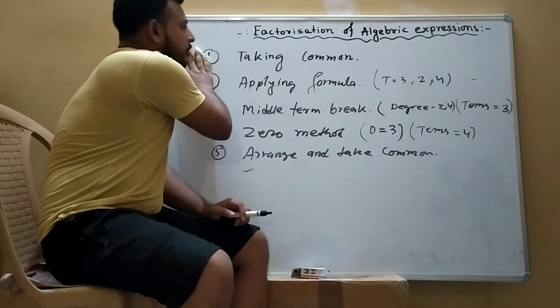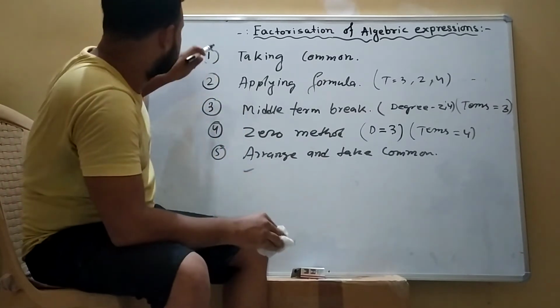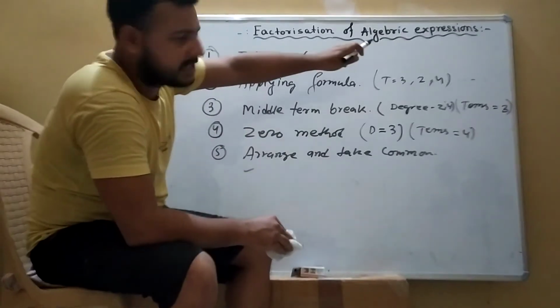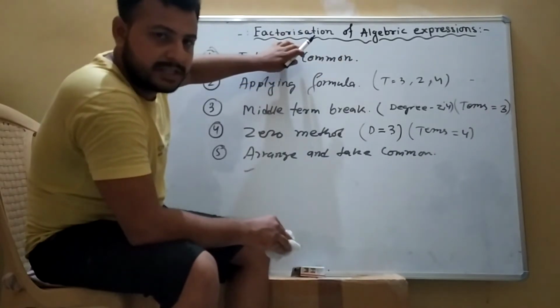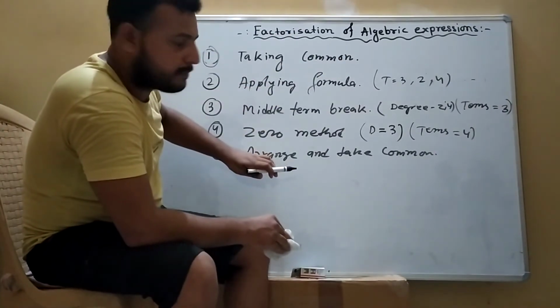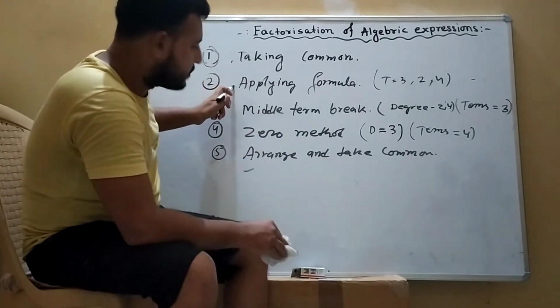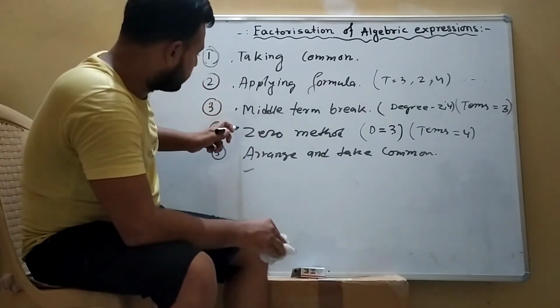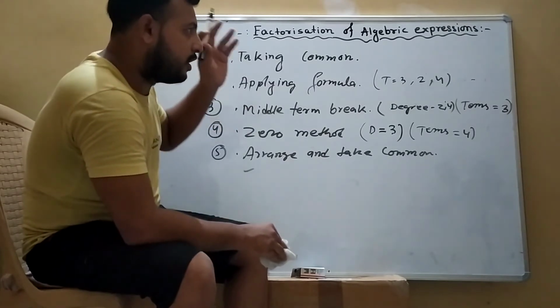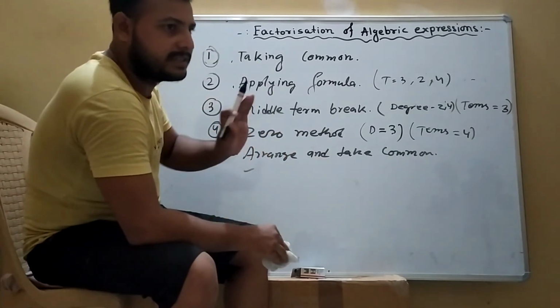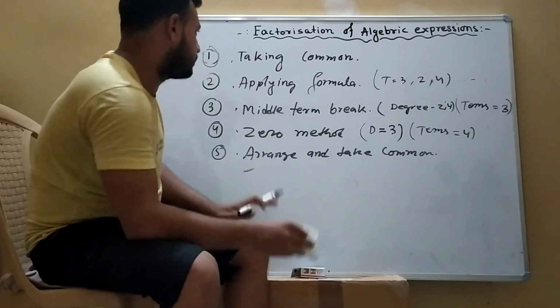First of all, taking common. You have to apply all this for all the equations. I'm telling you, for all the algebraic expressions, you can apply these methods. All these methods you have to apply in this order. First of all, you have to try the first one, then the second one, then the third one, then the fourth one, then the fifth one. For all algebraic expressions, factorization is like this only.